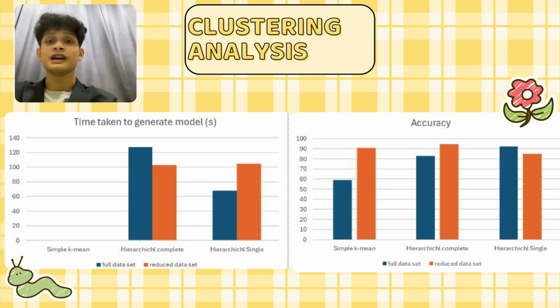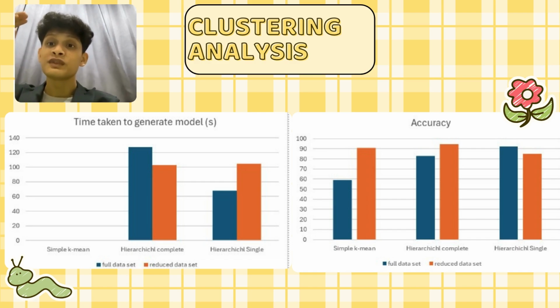Hello everyone, and now I'm going to explain about clustering analysis. From the comparison of the different models using both full and reduced dataset, several key insights emerge. Firstly, in terms of accuracy, the simple k-means model shows a dramatic improvement when the dataset is reduced, indicating it benefits significantly from a more concise dataset.